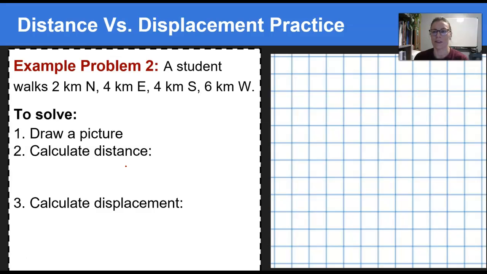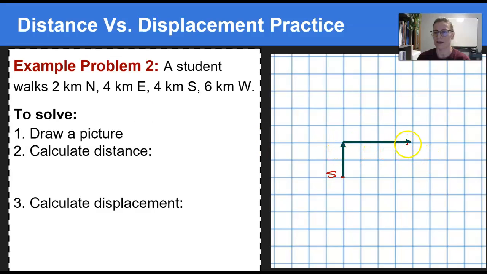Let's look at another example problem. All right, this time we have a student who maybe they're doing lots of different things in school. They're walking 2 kilometers north, then 4 kilometers east, 4 kilometers south, and then 6 kilometers west. So here we have a starting location right here. So I'm going to call this my S for start. And the next is 4 kilometers east, which would look like this.